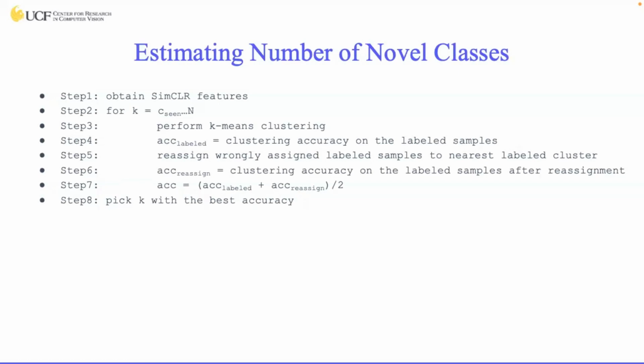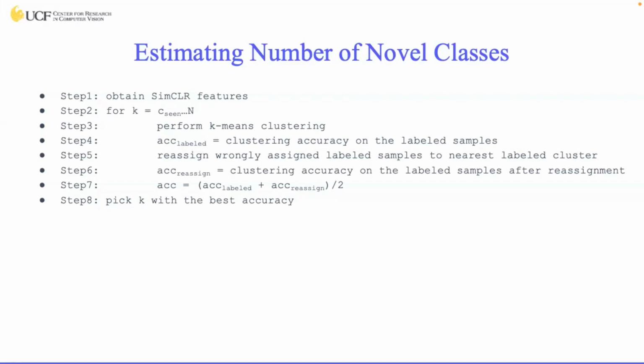So in simple terms, initially we obtain some kind of self-supervised feature. It can be SimCLR, it can be DINO, it can be MoCo, any self-supervised feature. After that, we want to perform k-means clustering, where we vary the value of k, starting from the number of seen classes to a very large number. And we start from the number of seen classes because we know that the dataset has at least that many classes.